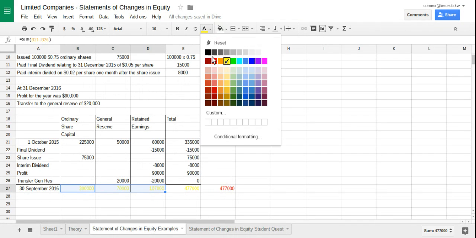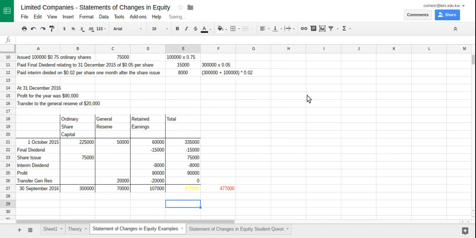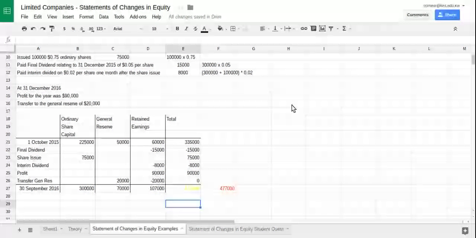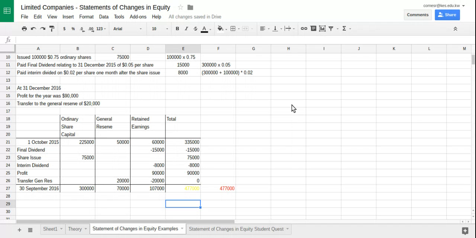We total up all the columns. So we've now got 300,000 of ordinary share capital at the end of the year, 70,000 of general reserve, 107,000 of retained earnings. And then what we do is we do a check sum. The check sum is where we add the money, the total column, and also the final row. And what that gives us is a number of 477,000. And that just is a check that the arithmetic has been done correctly.